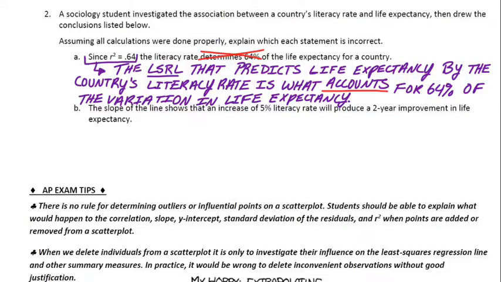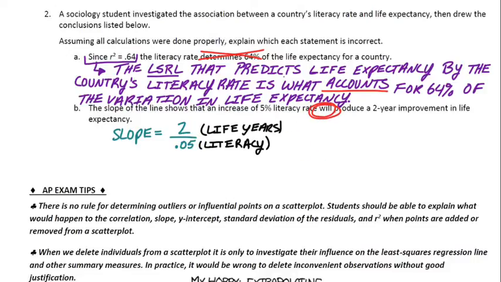Part B says the slope of the line shows that an increase of 5% literacy rate will produce a 2-year improvement in life expectancy. That would actually be okay here. So if we think about the slope, if it's 2 over 0.05, in this case 0.05 would be the literacy rate, which is our X variable, and then 2 years would be the life expectancy. So for an increase of 5% in the X, we have a 2-year increase in life expectancy.